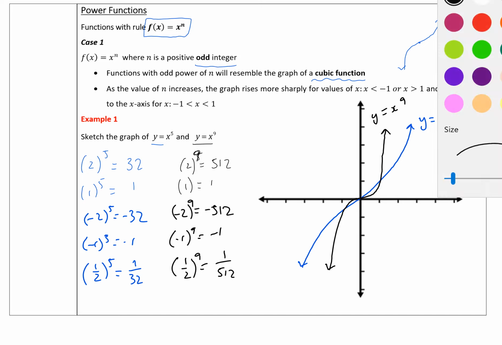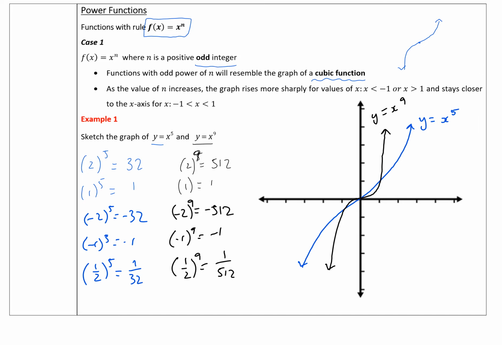It's really important that we still have our points of intersection labelled though. So whether I've subbed in 1 or -1, these are going to represent points of intersection. And we also know that 0 to the power of 5 or 0 to the power of 9 represents a point of intersection as well.